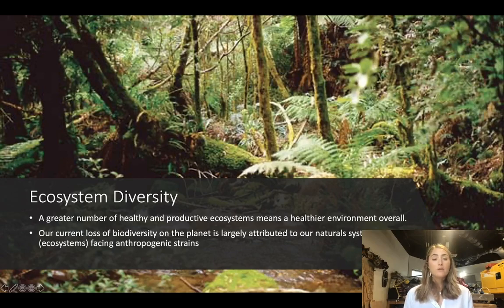And then of course we have ecosystem diversity. The more ecosystem diversity we have, the more species that we're able to support, the more primary productivity we're able to support. So a higher amount of energy flow, and that of course turns into a higher amount of genetic diversity. Now, really what we're worried about right now, of course, is our current loss of biodiversity as a result of our loss of ecosystem diversity.